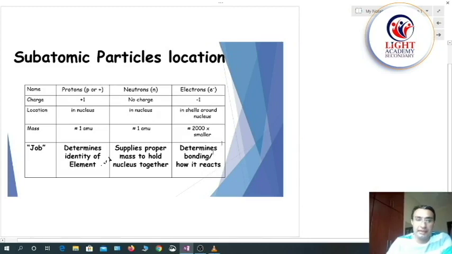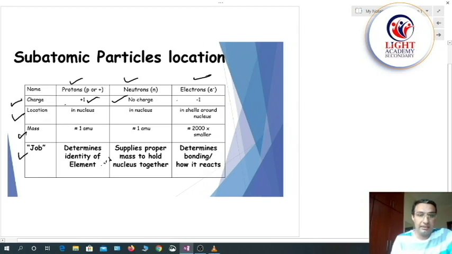Let me summarize so far what we have learned about the subatomic particles and their locations in atoms, okay. In this table you can see protons, neutrons and electrons, and we are going to check what type of charge they have, their locations, their mass and their functions, or jobs. As we know, a proton has one positive charge, while a neutron has no charge, and electrons have a negative charge, -1.